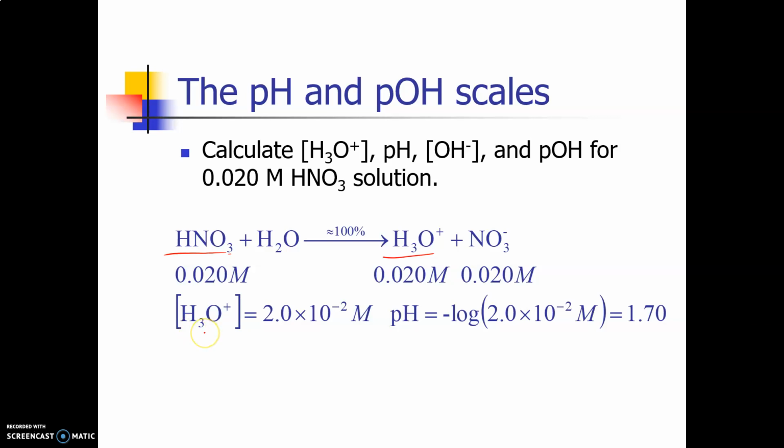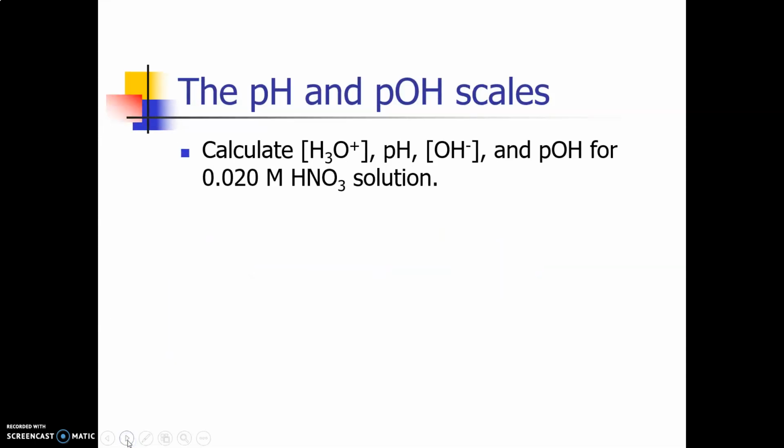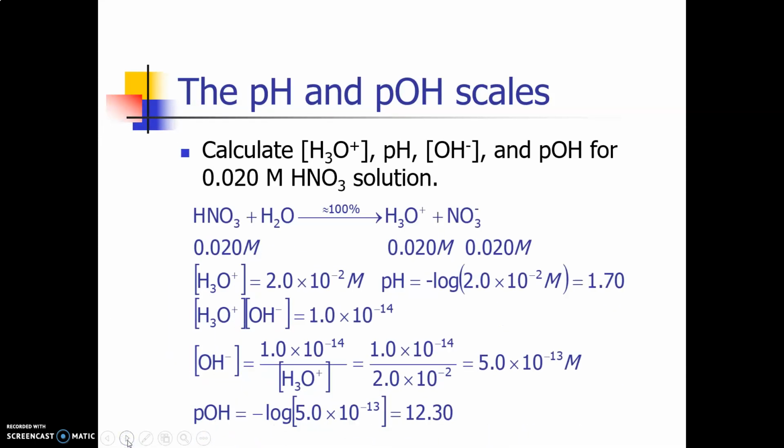So the concentration of hydrogen is the same as the acid concentration, and calculating the pH, which equals minus log the concentration of hydrogen, the pH is 1.7. Okay. So the pH is 1.7, right?